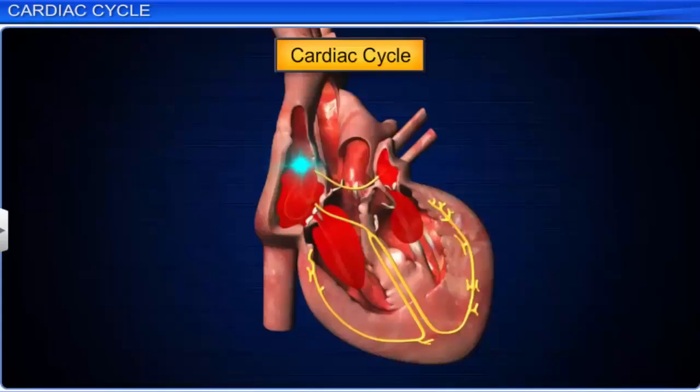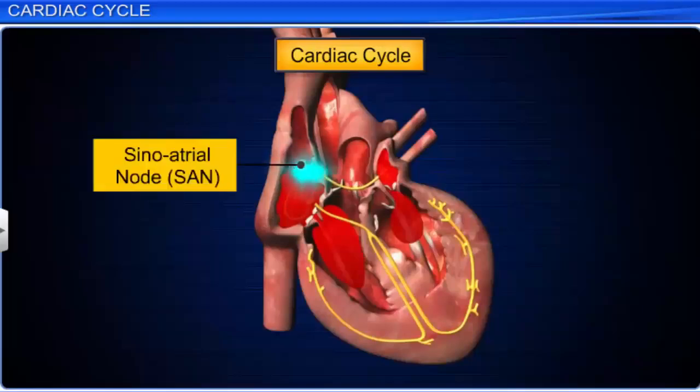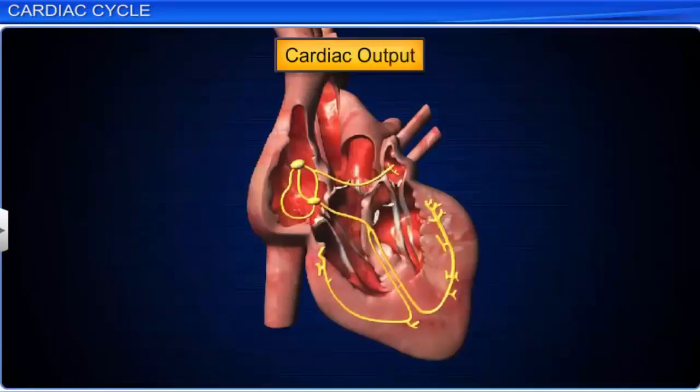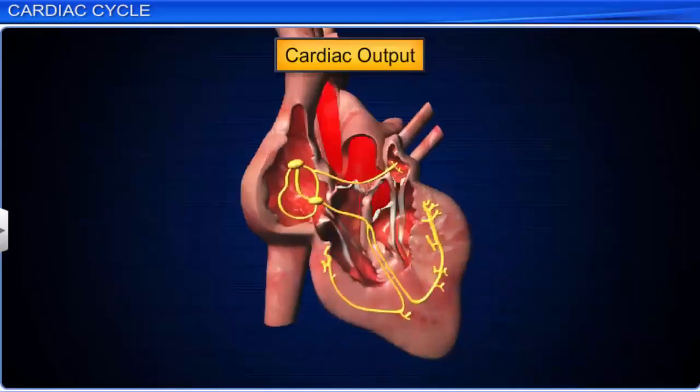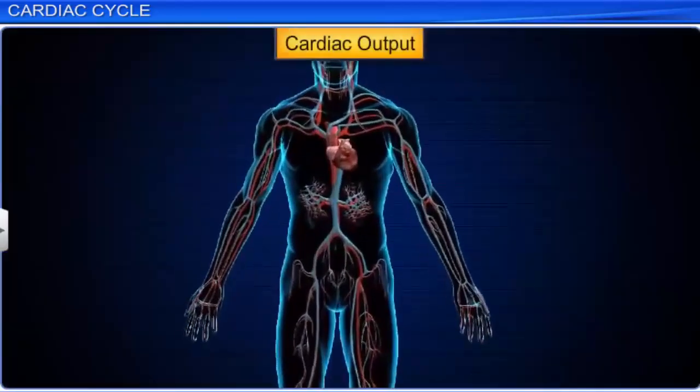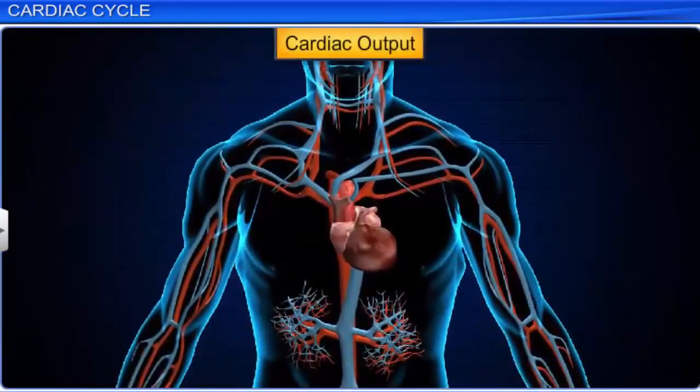This sequence of events is repeated again as the SAN generates another action potential, resulting in the cardiac cycle. Cardiac output or efficiency of the heart is calculated using the volume of blood pumped by each ventricle per minute. Normally, each ventricle can pump around 70 milliliters of blood per beat, which is also called the stroke volume. So, cardiac output equals the product of the stroke volume and the number of beats per minute.